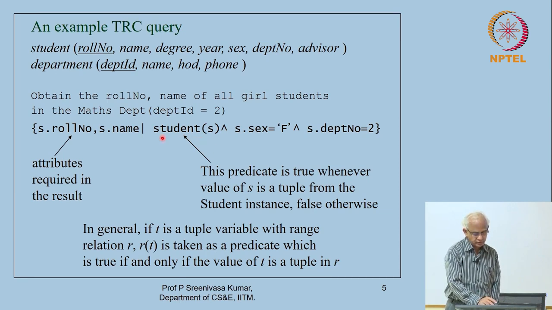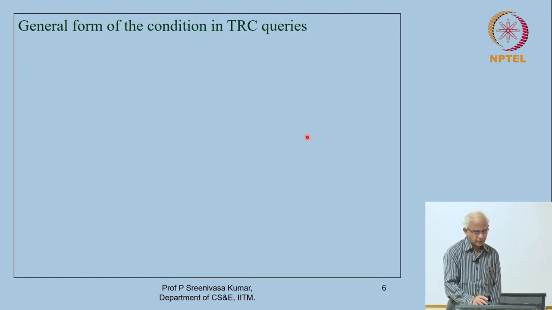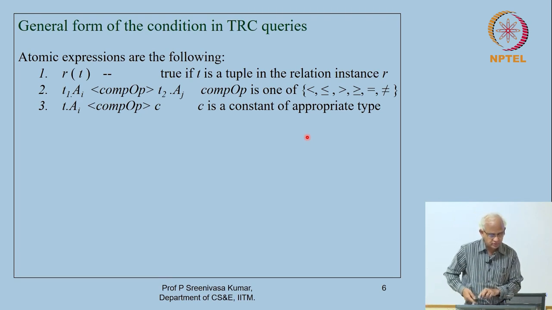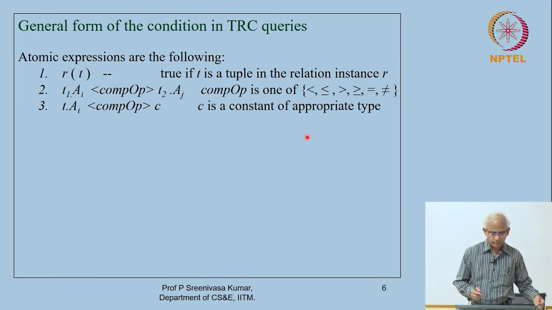Now, first we have to understand what are the various things that we can do on the right hand side. This is where we use the full predicate logic. So, we will write that. What is the general form of this condition in tuple relational calculus queries? The general form is like this. The atomic expressions are these expressions, that R of t, where R is a relation name.